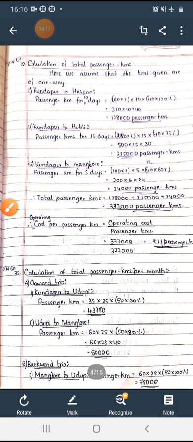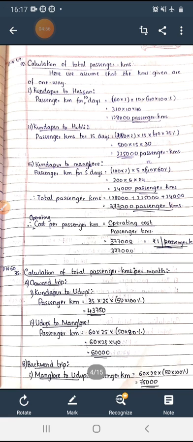Now we should calculate the total passenger kilometers per month. First, the onward journey at the time of going from Kundapur to Mangalore: first Kundapur to Udupi, then Udupi to Mangalore. Next, the backward journey, the return journey: Mangalore to Udupi and Udupi to Kundapur. Now first we will see the onward journey. First one, Kundapur to Udupi passenger kilometers.